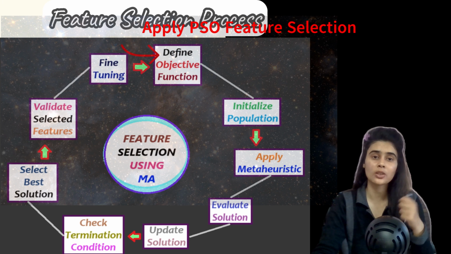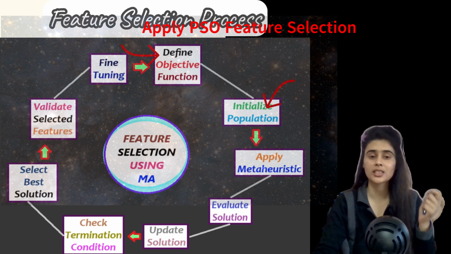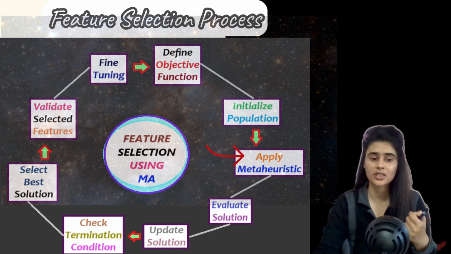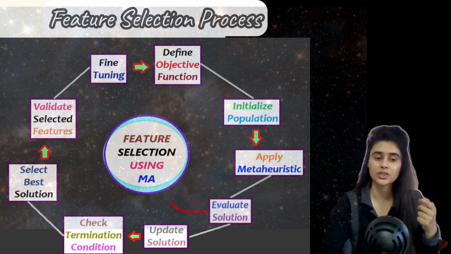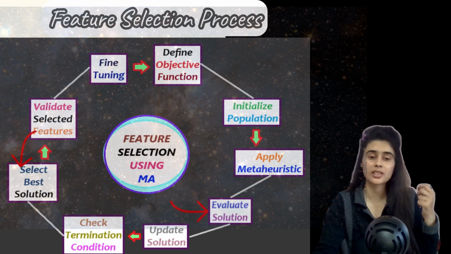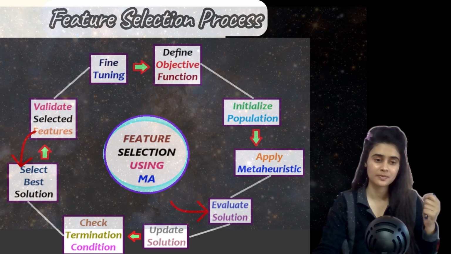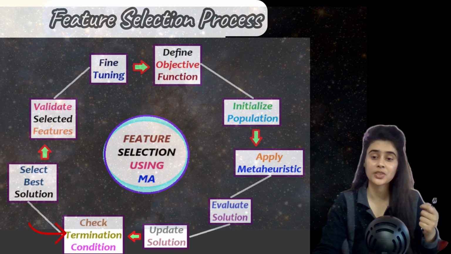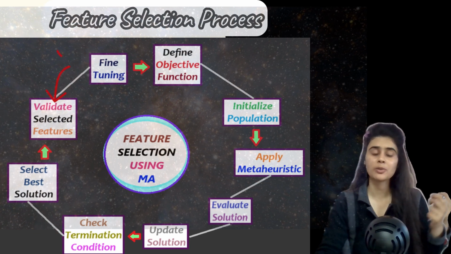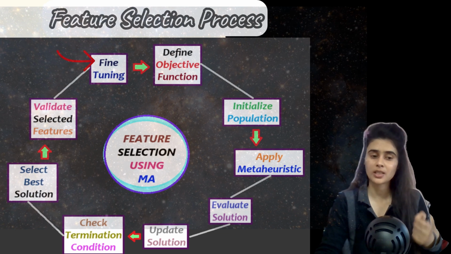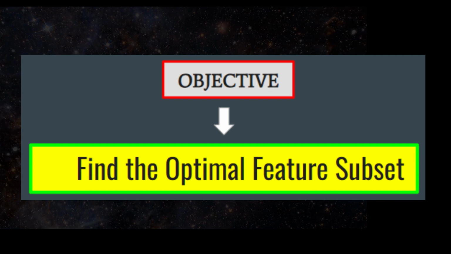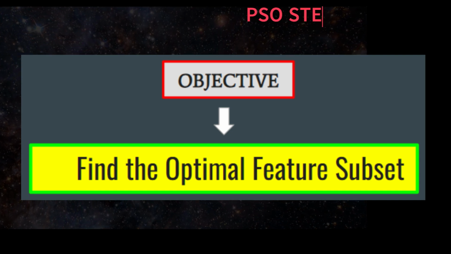Here first we will define the objective function. After that, we will initialize the population randomly, and after that we will apply any metaheuristic. After that, we will evaluate each solution, that is a feature subset, using the objective function. And after that, we will select the best feature subset that is found after a predetermined number of iterations. And then we will validate the selected feature subset, and then we will perform the fine-tuning of the feature subset. This one is optional. So our objective here is to find the optimal feature subset that results in the highest performance of the classifier.